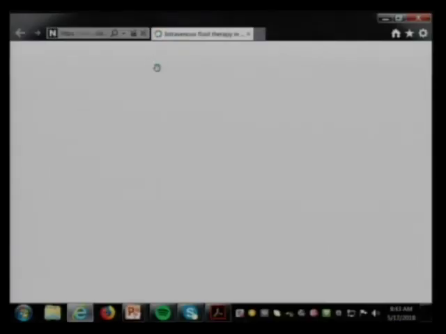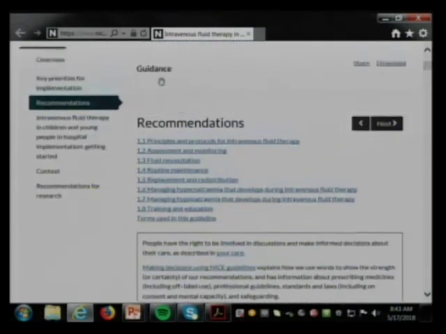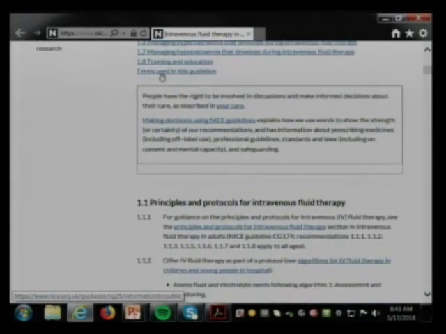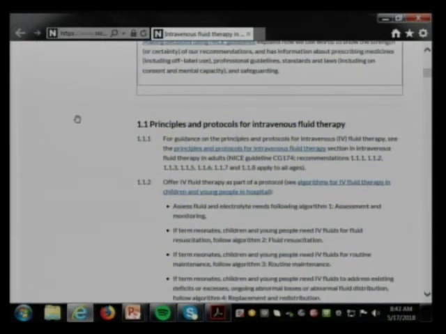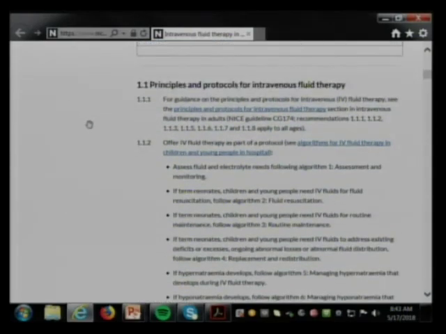So there's these nice guidelines published for use in England. It gives protocols for intravenous fluid therapy, and it's actually fantastic. And there's another one that I found that I'll show you in a little bit. This is used all over, it should be used all over England.